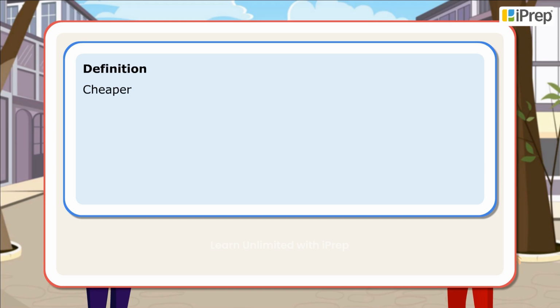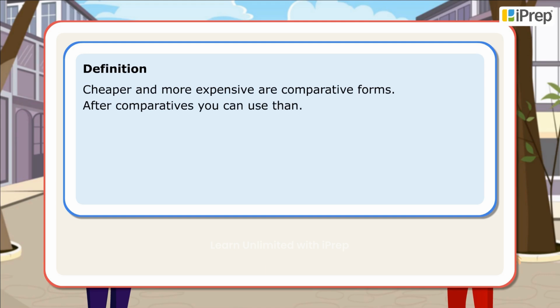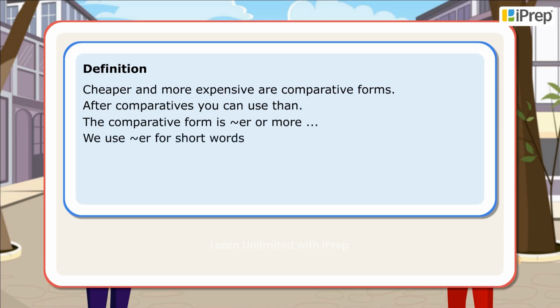Definition: cheaper and more expensive are comparative forms. After comparatives, you can use than. The comparative form is er or more. We use er for short words, one syllable. Cheap, cheaper. Fast, faster.